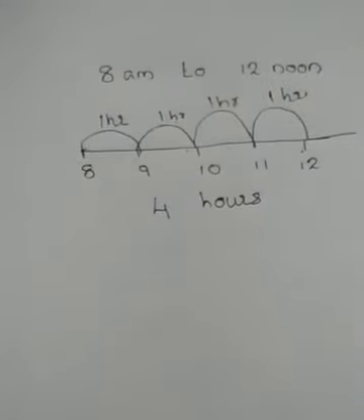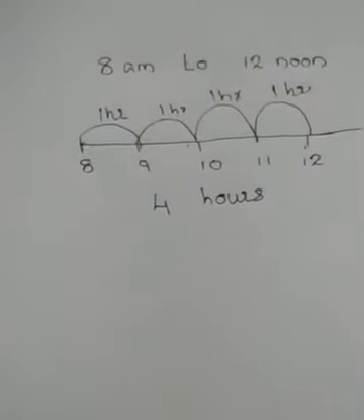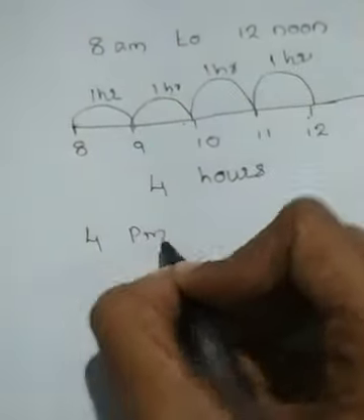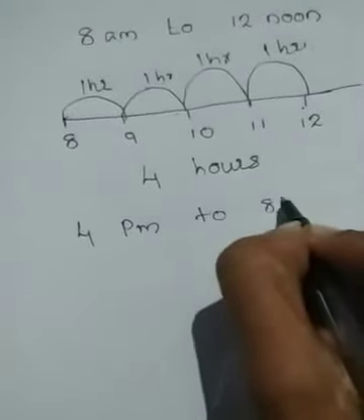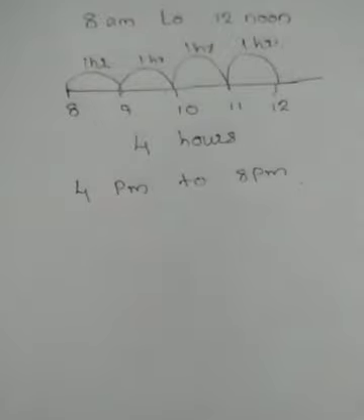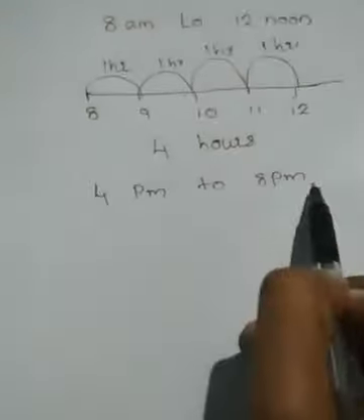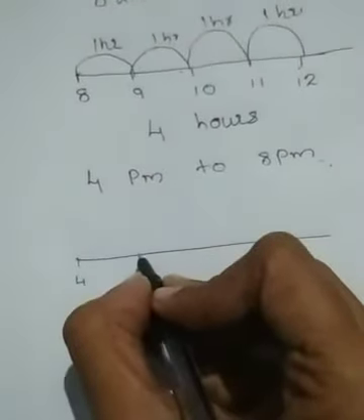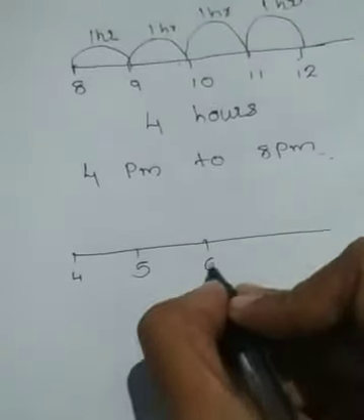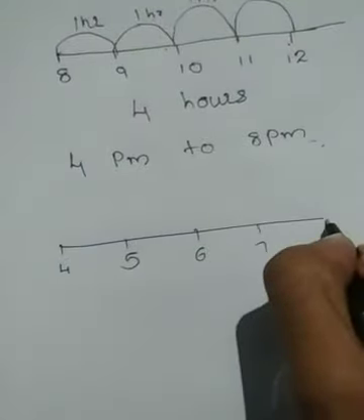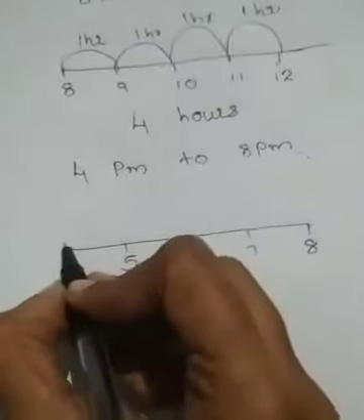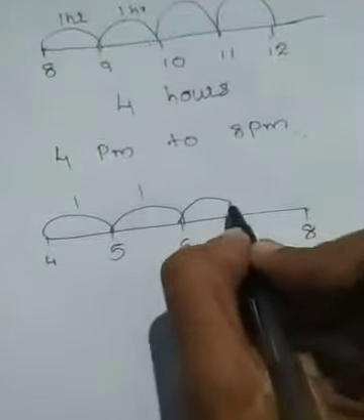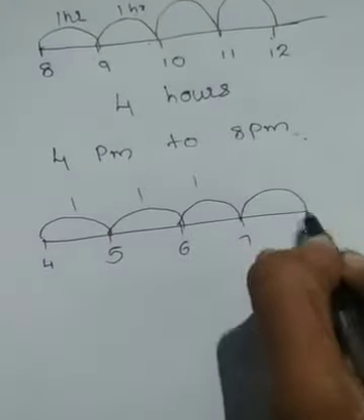The next section is 4 in the afternoon till 8 in the night. That means 4 p.m. to 8 p.m. Can you say how many hours from 4 p.m. to 8 p.m.? Okay, draw a timeline. 4, 5, 6, 7, 8. 4 to 5, 1 hour. 5 to 6, 1 hour. 6 to 7, 1 hour. 7 to 8, 1 hour.